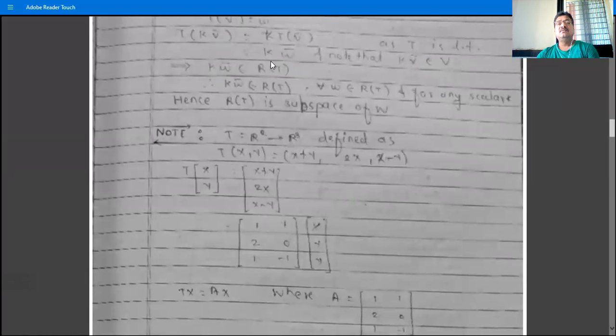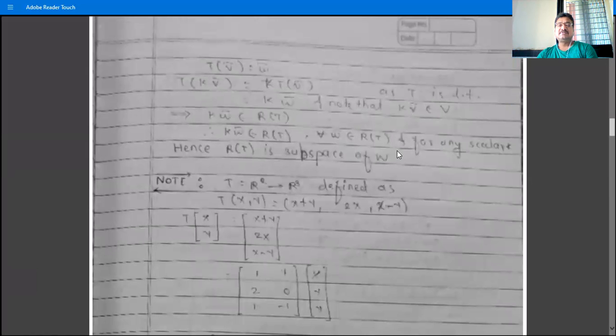And therefore this kw bar has a pre-image in capital V, that is kv bar. The image of kv bar under T is kw bar, and therefore kw bar belongs to RT. We say kw bar belongs to RT for all w bar in RT and for any scalar k, and hence RT is a subspace of W. Hence RT is a subspace of W because RT satisfies the two conditions.